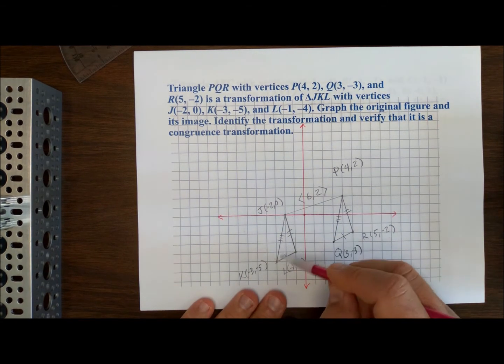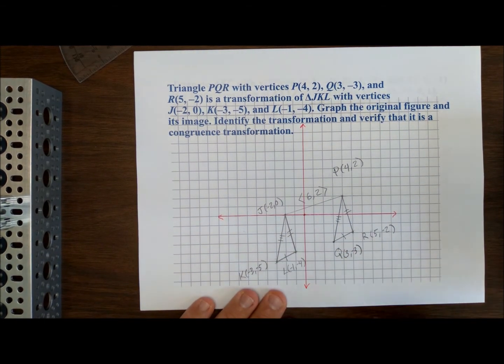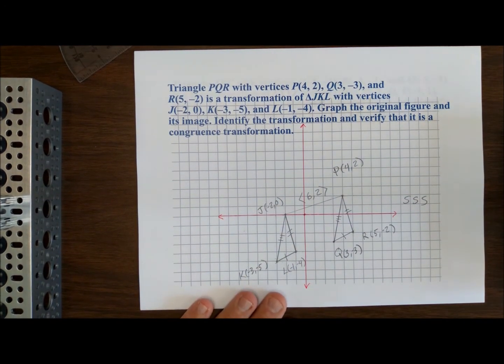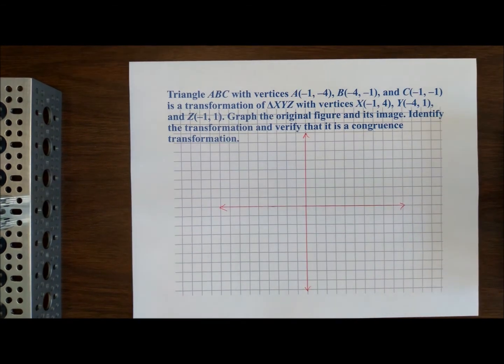But if you wanted to look at your distance formula and just prove all the sides congruent, you can use side, side, side to verify that this is a congruence transformation. All right, one last problem. Here's a good place to pause the video if you have some graph paper and you want to try one of these on your own.